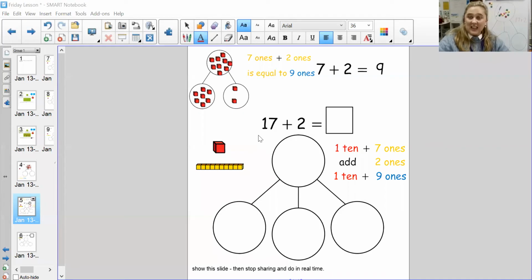So 17 plus 2 equals, tell me. Thank you, equals 19. Well done.